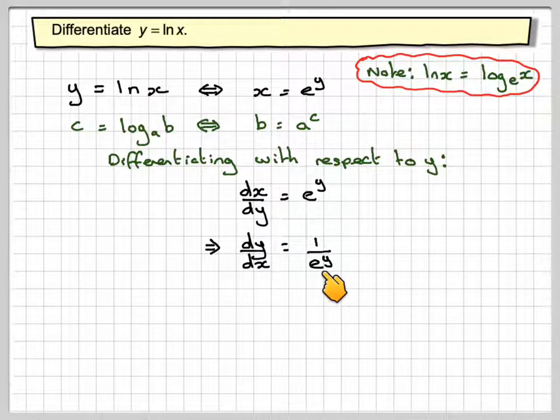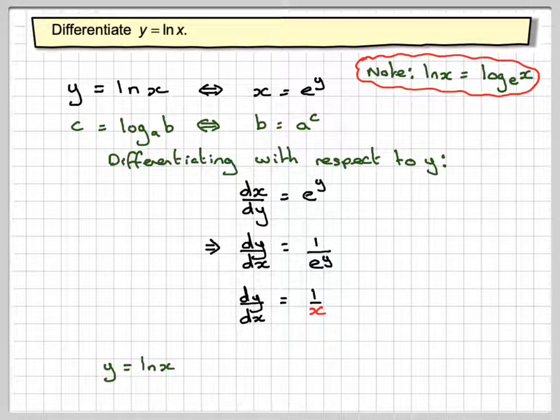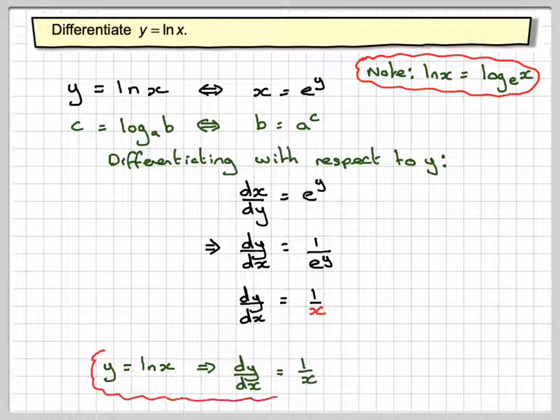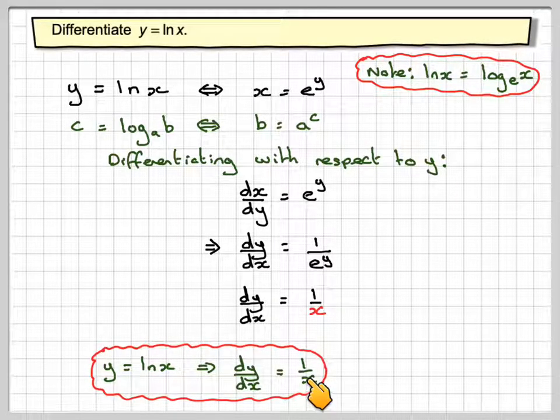Now, e to the y was originally x, so we can now replace that, and say that dy by dx will be 1 over x. And therefore we have the rule. So if y is equal to ln of x, then dy by dx will be equal to 1 over x. And this is a rule that needs to be learned.